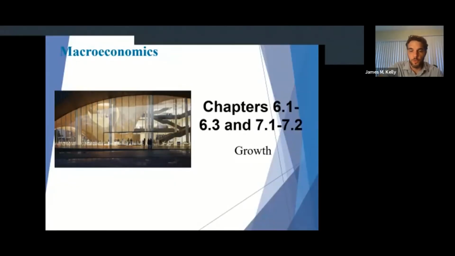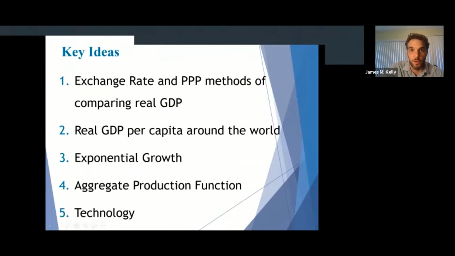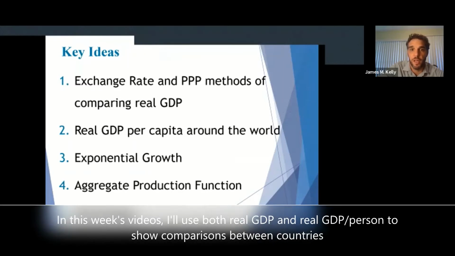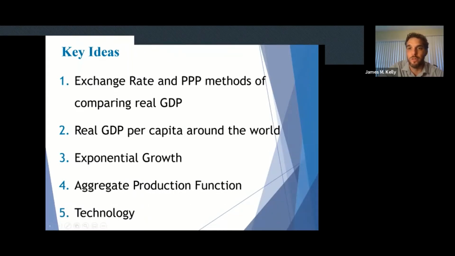All right, welcome to week 8 in our macroeconomics class. This week we are going to talk about growth, and specifically, before we actually start talking about growth, we're going to go through a couple methods to compare real GDP across countries. Once we understand those methods and how we can compare GDP per person across countries, we'll take a look at how it differs across the world and explain those differences across the world, looking at exponential economic growth.